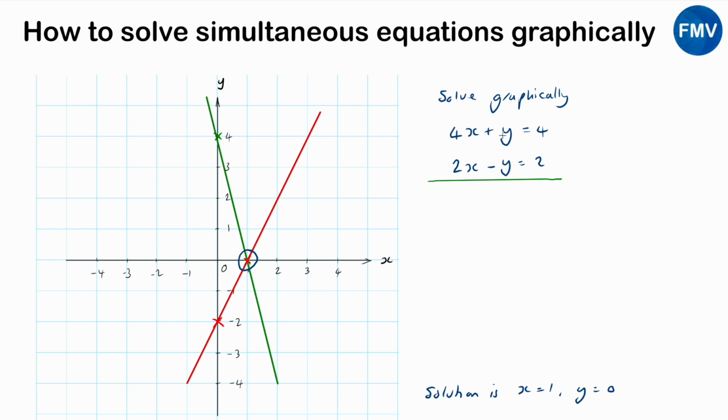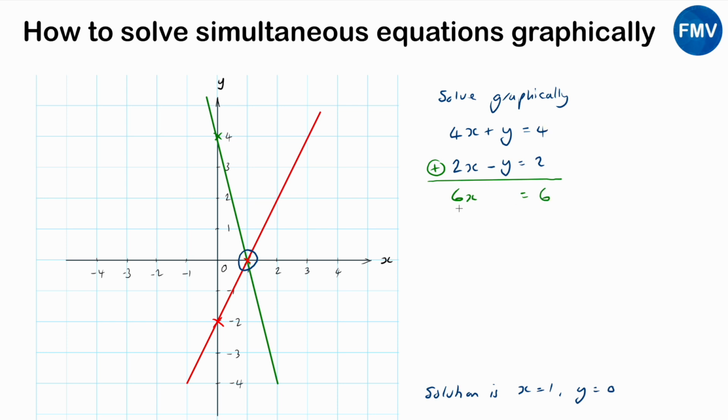So in this case, I'm going to get rid of the y's. I do that by adding the bottom equation to the top. Going down the page, 4x add 2x is 6x. A positive y plus minus y becomes a minus, so y take away y is 0. And 4 add 2 is 6.